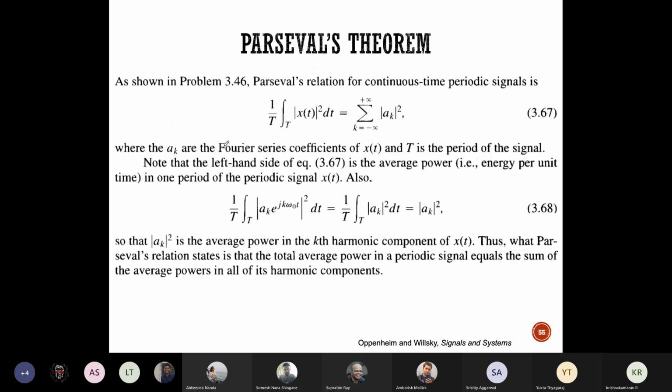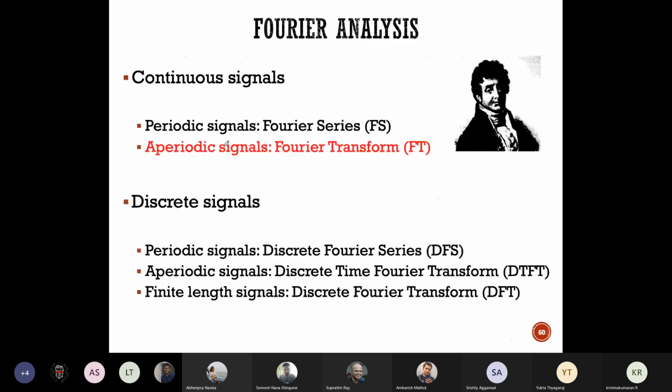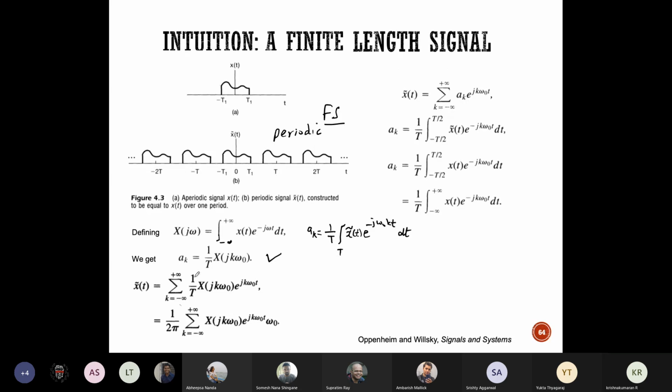So if I do this, this little thing is just ak. So ak e to the power j k omega naught t multiplied by ak, and an infinite sum gives you this. This is just the Fourier series synthesis formula. By definition, no tricks here. I have just used ak as this.